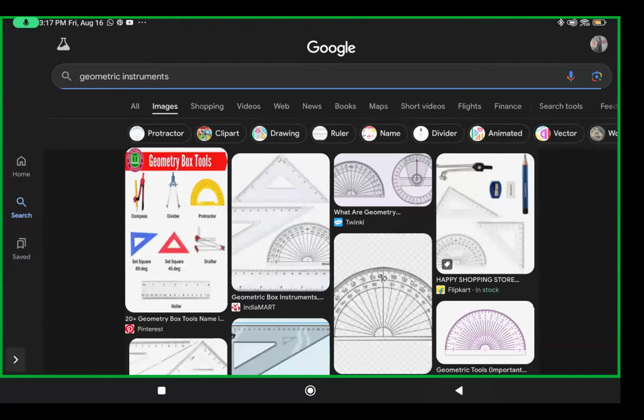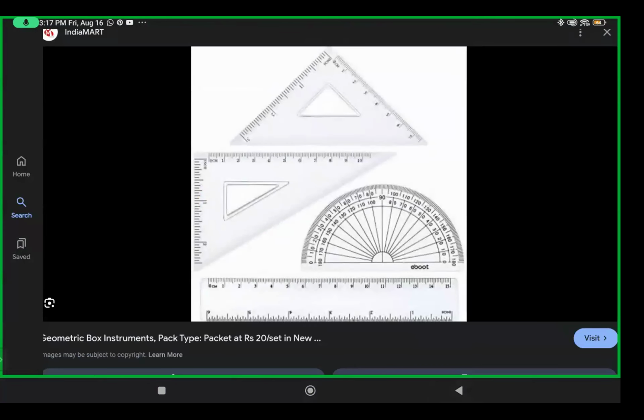Also, it's used to draw different types of angles. Like with both the set squares, you can draw a variety of angles. Some with the one, some with the other one. To construct angles, to make angles, it is also helpful.